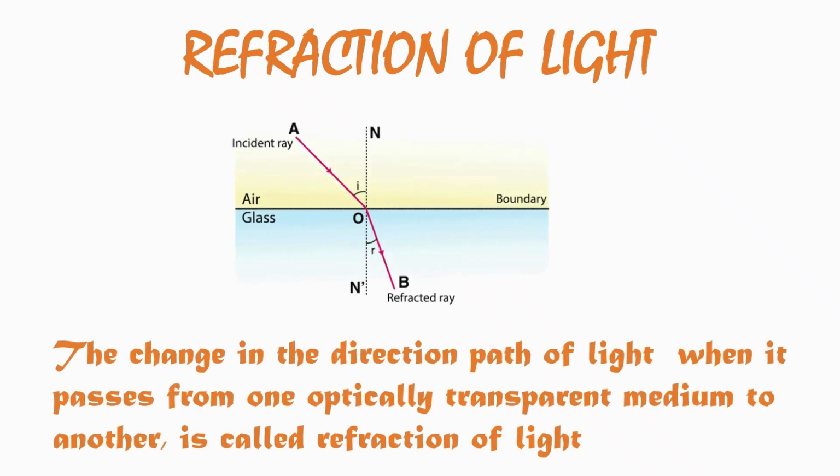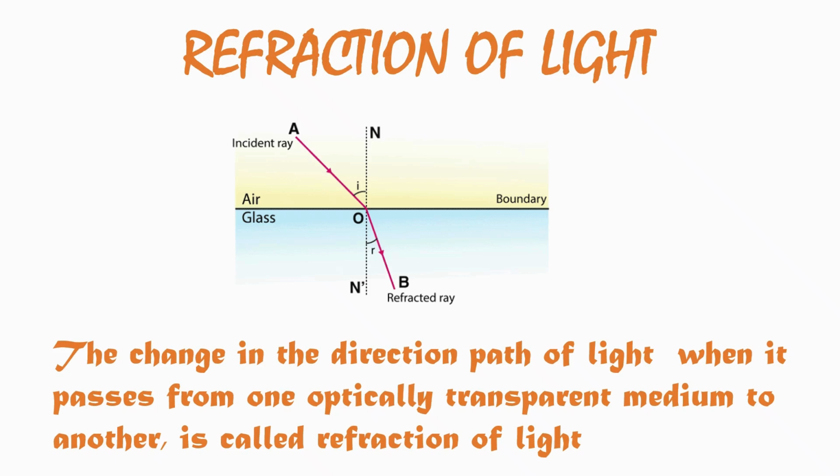Next, let us learn about the refraction of light. Let us learn about the meaning and definition. The definition is: the change in the direction of path of light when it passes from one optically transparent medium to another is called refraction of light.